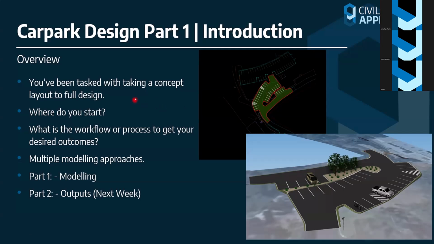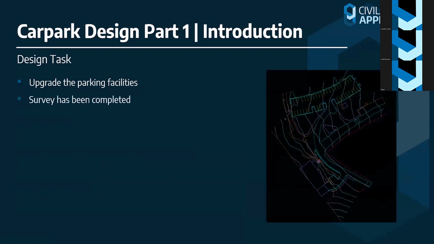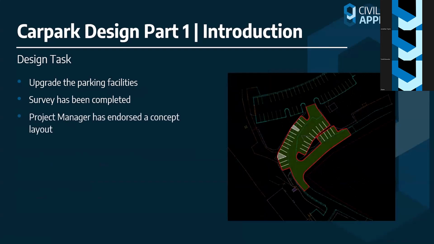All right. As I said, the task for this particular exercise is about upgrading some parking facilities. So the survey's been done. We've been given a terrain model and some existing line work to represent all the features that's already sitting in the model. Project manager has endorsed the concept layout. This is the one that they want to go with, well, at least at this point in time.